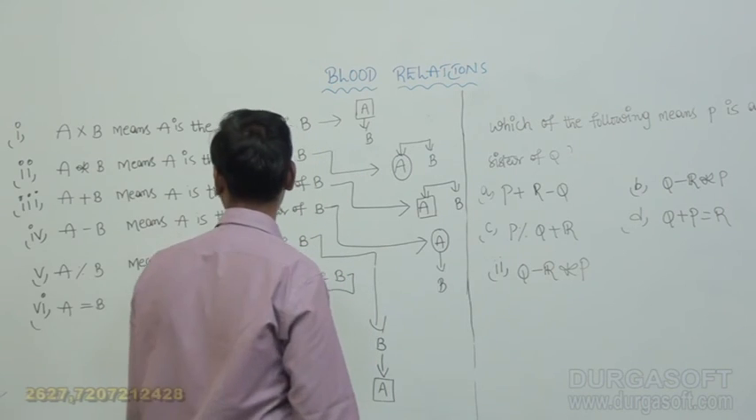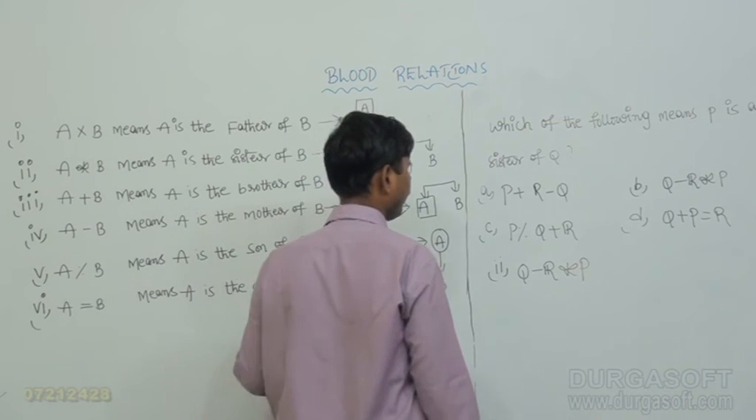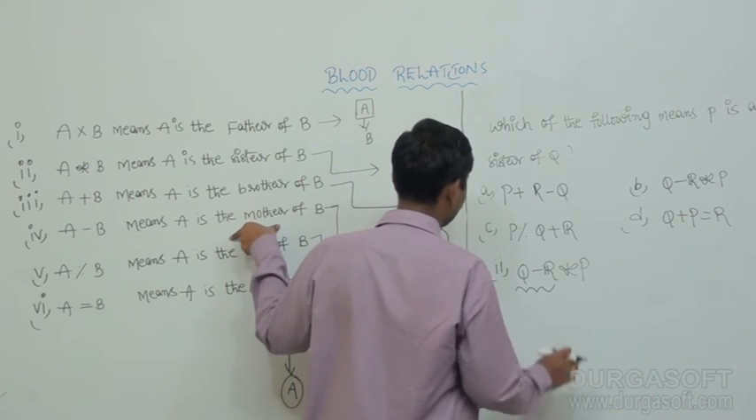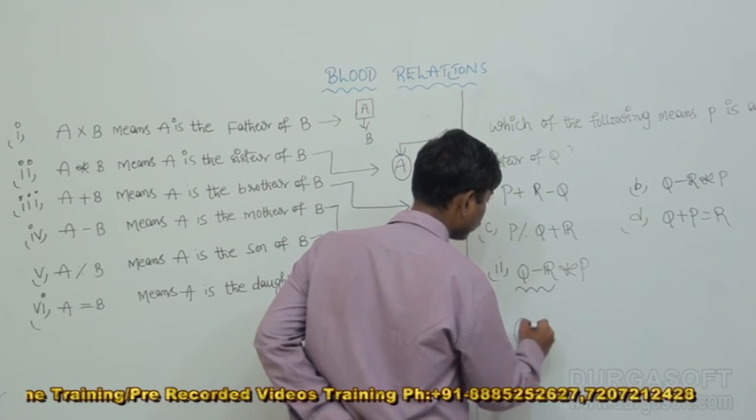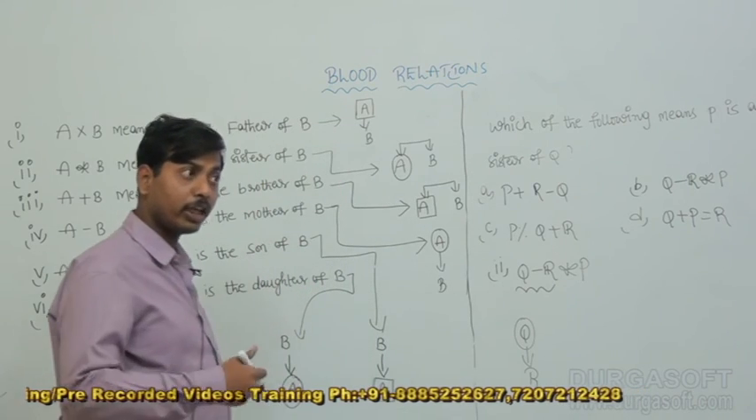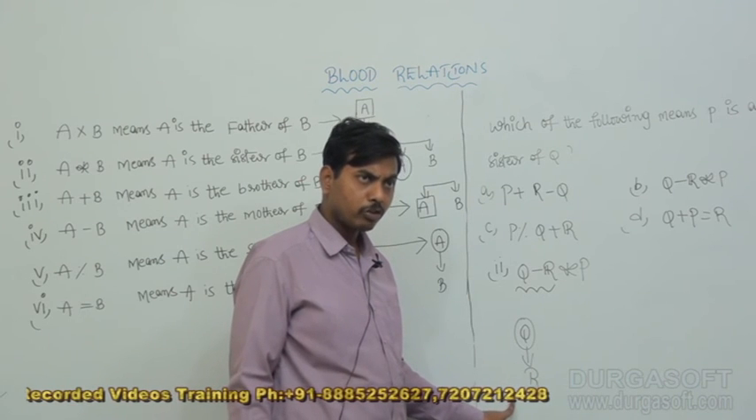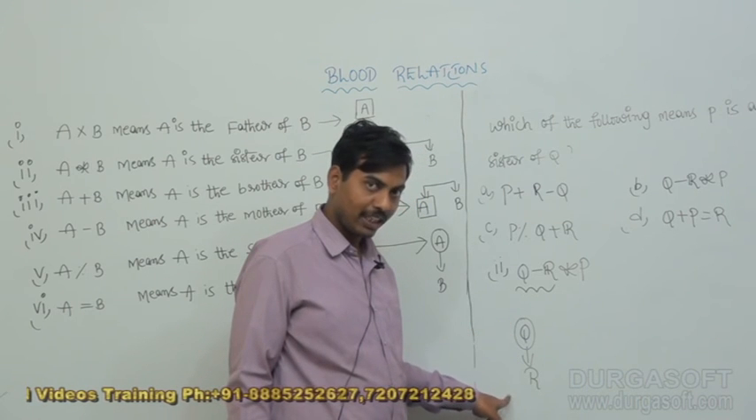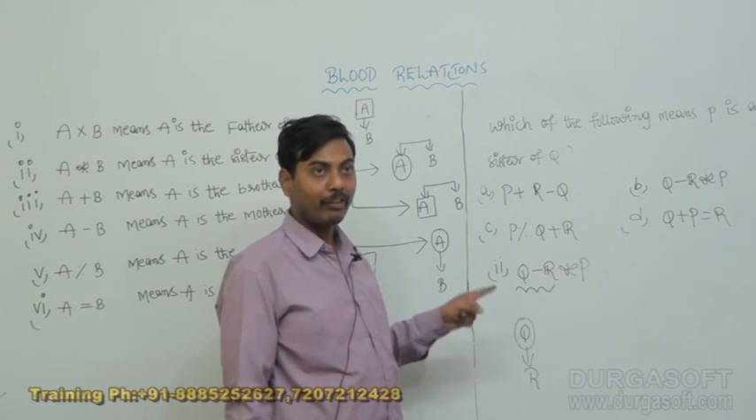Q minus R star P. Already we know A minus B means A is the mother of B. Like that, Q minus R means Q is the mother of R. Q is the mother of R means Q and R are in different generations: Q is in the previous generation, R is in the next generation. Q's gender we know is female.